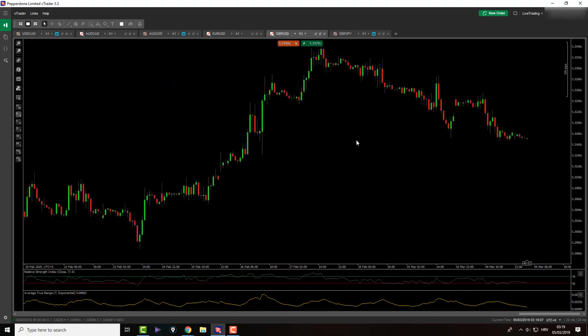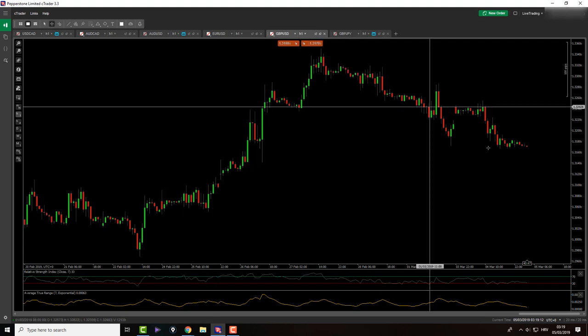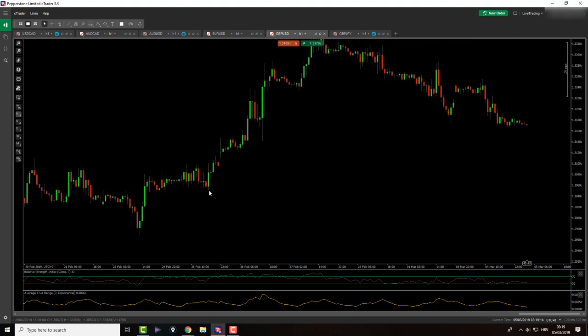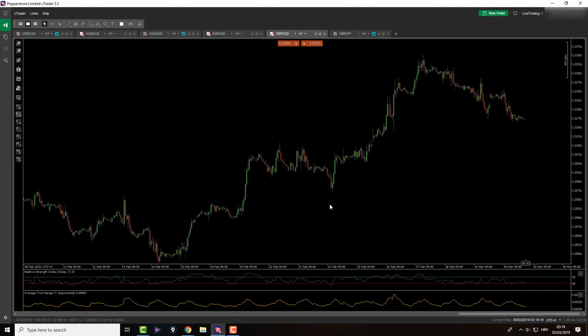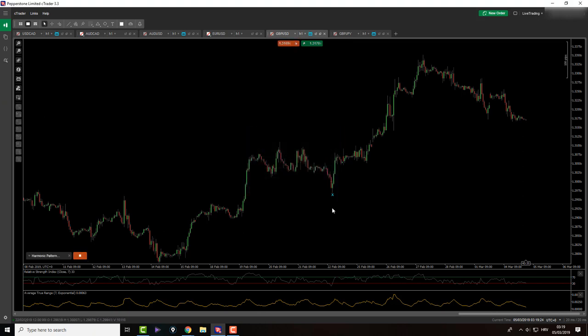Pound dollar, since yesterday nothing here, nothing. This would not be an X point for me, so I will not draw a new pattern. No, I will just wait. Maybe if we get something like this, I'm not sure, but yeah, let's see.